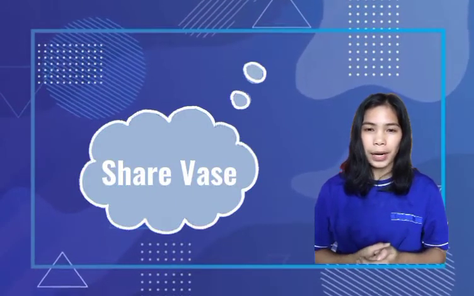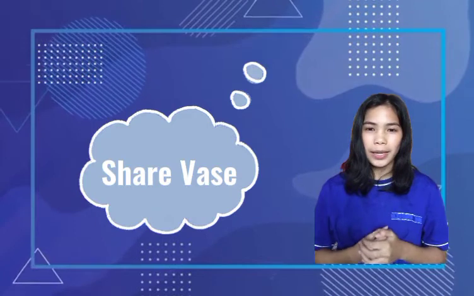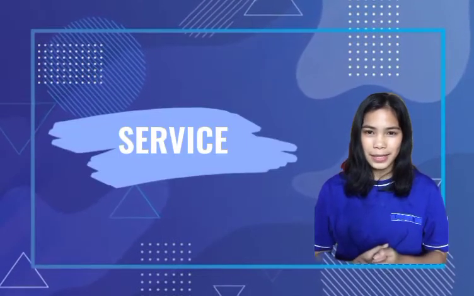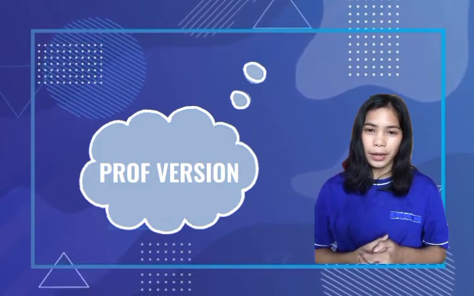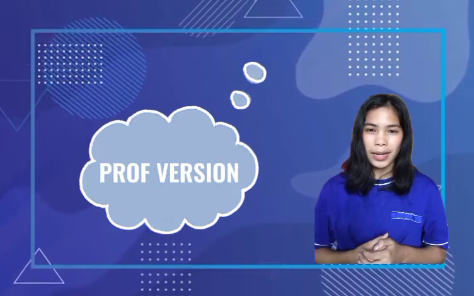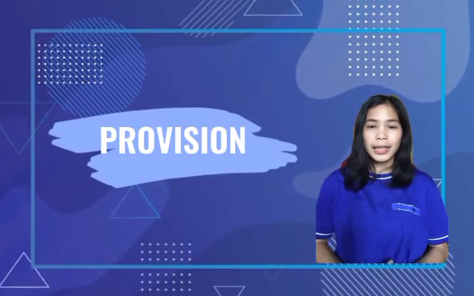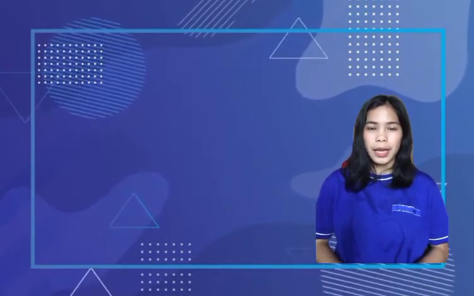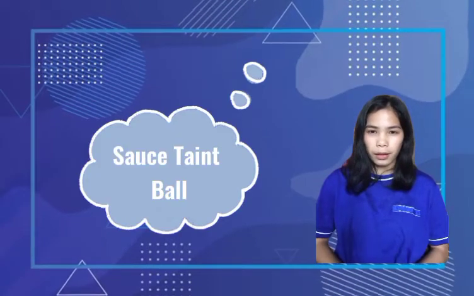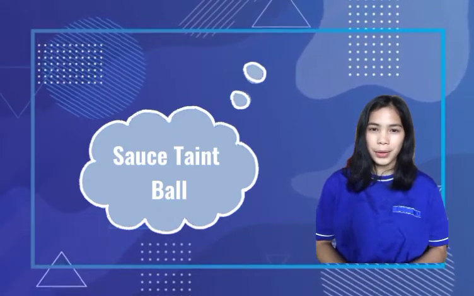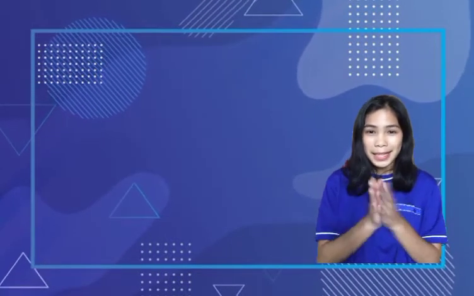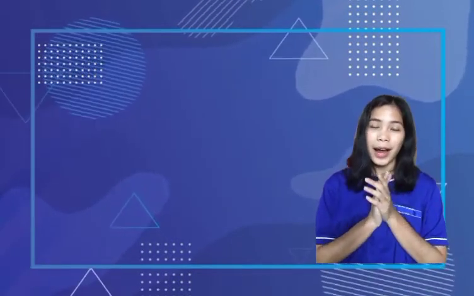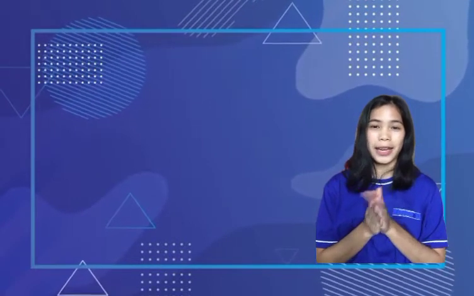Okay, our third gibberish word, share vase. 5, 4, 3, 2, 1. It's service. Our fourth gibberish word is prof version. 5, 4, 3, 2, 1. Provision. Our last gibberish word is sustainable. 5, 4, 3, 2, 1. It's sustainable. Yay! So that was our icebreaker. I hope you had fun.